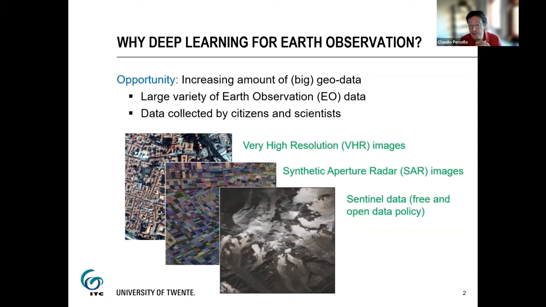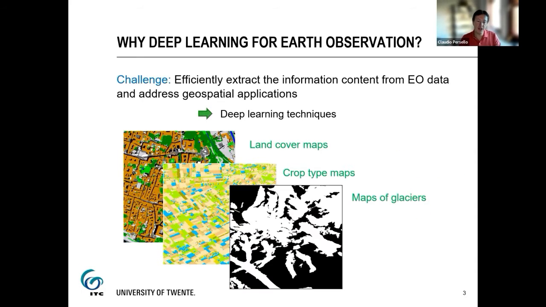Also, I think it's worth mentioning the increasing availability of free and open data, like the data provided by the Copernicus program and the Sentinel satellites in particular. But all this availability of data, well, that's great. We can do a lot, but the challenge is how do we make sense out of all this data? So we need to have efficient methods that can extract information that is needed for all the applications that we can develop with this data.